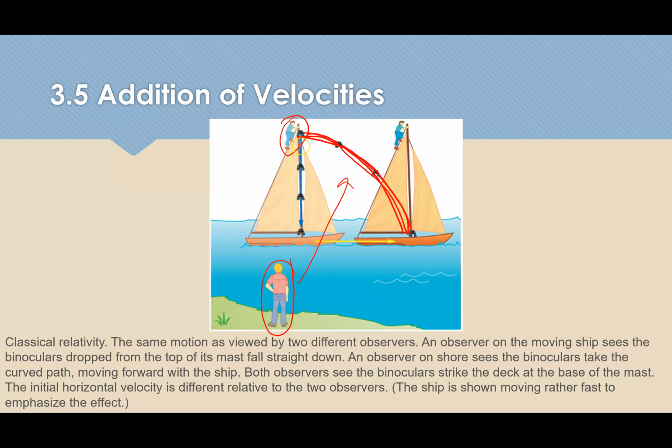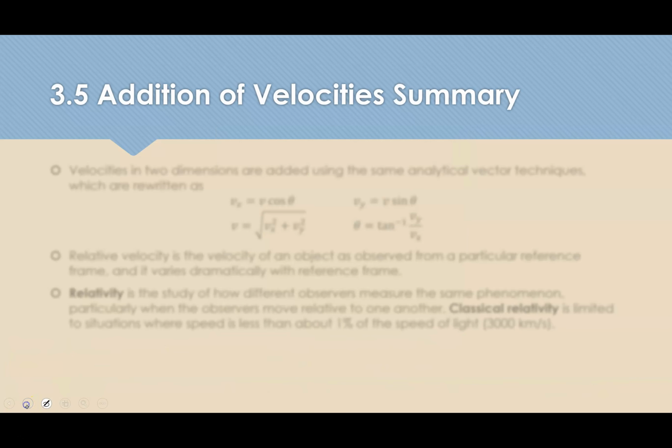But for the person on the boat, we're talking about a pair of binoculars dropping, when they drop it, it drops straight down. The difference is the person on the boat is experiencing the motion of the object he's riding, and the person on the shore is not experiencing that same motion. So this is a good example of how this classical relativity is going to be applied in our situations.